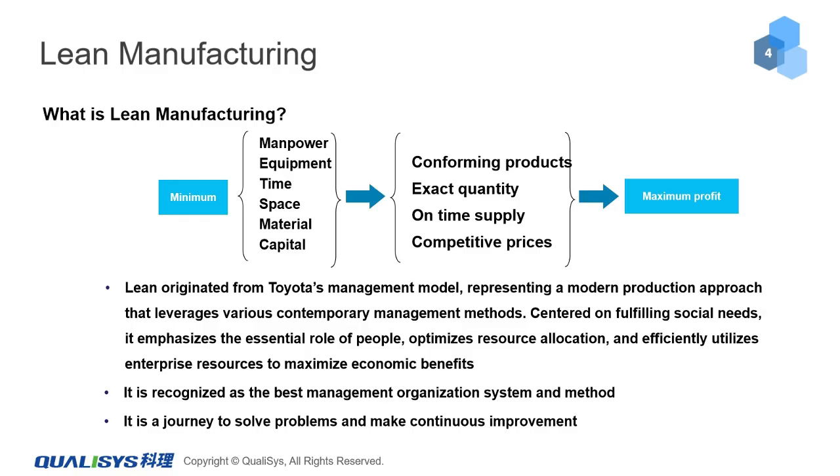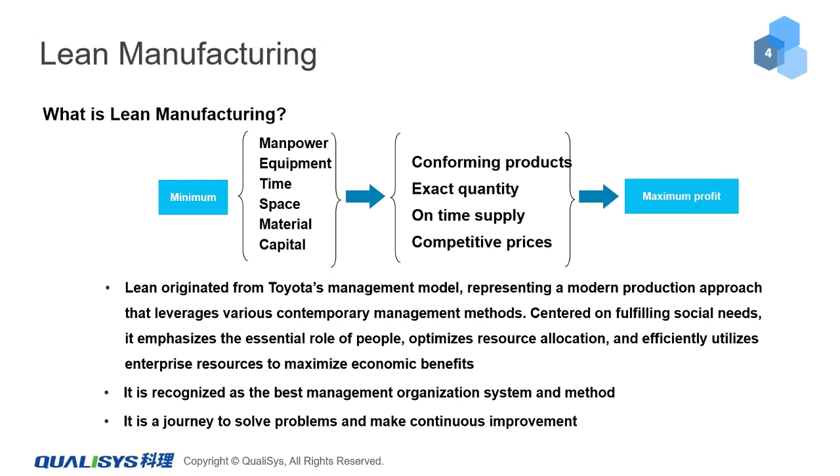Okay, since the topic is Lean Six Sigma, there are actually two methodologies we're going to talk about. The first tool is lean tools, and the principles of lean come from lean manufacturing. So let's have a brief introduction of what lean manufacturing is. So what is lean manufacturing? In short, lean manufacturing means you use the minimum resources to produce the maximum output.